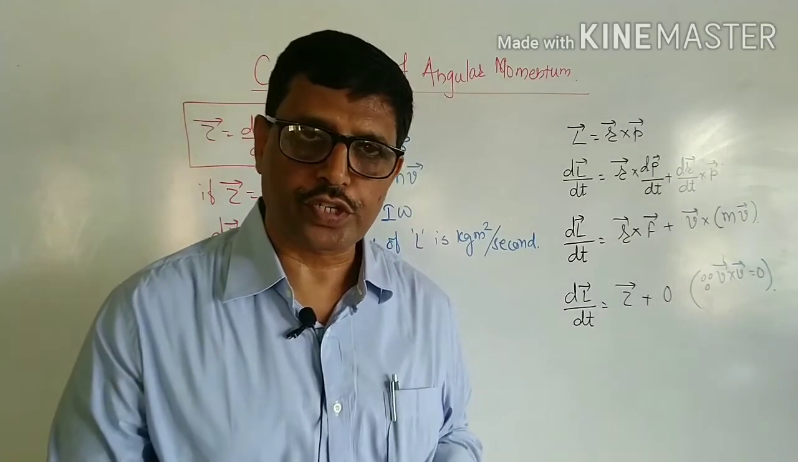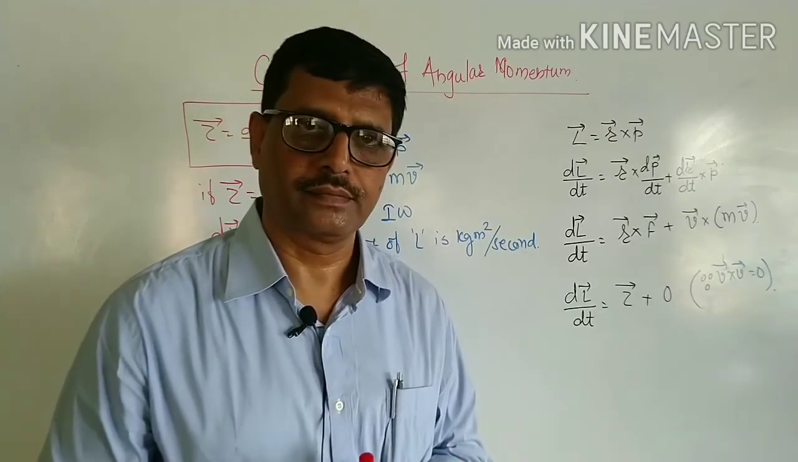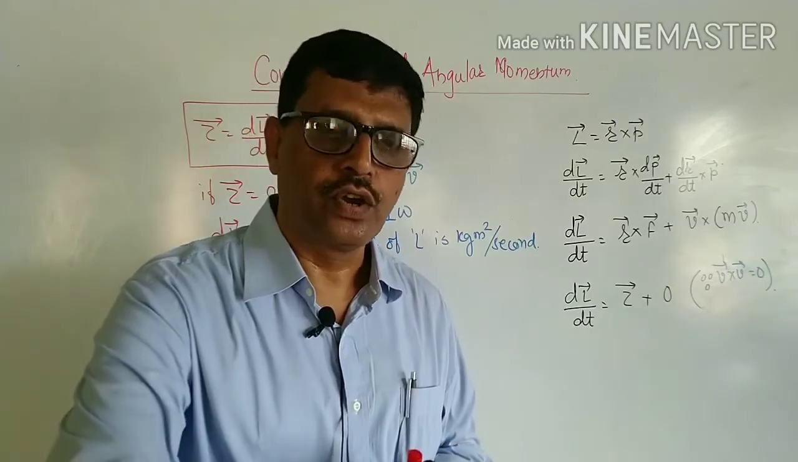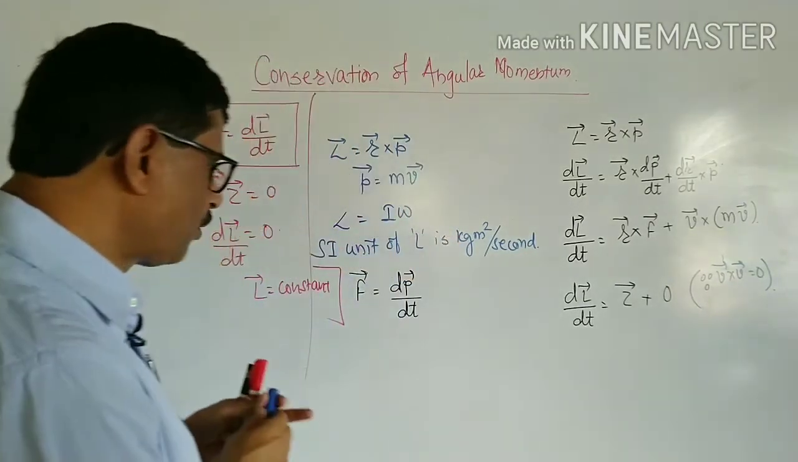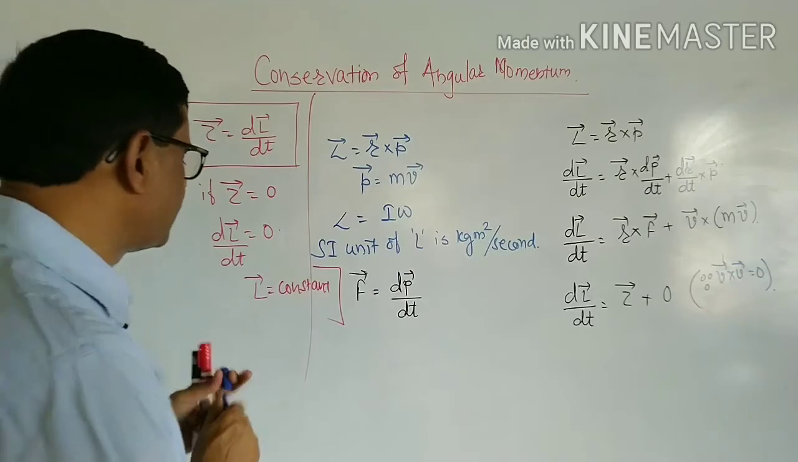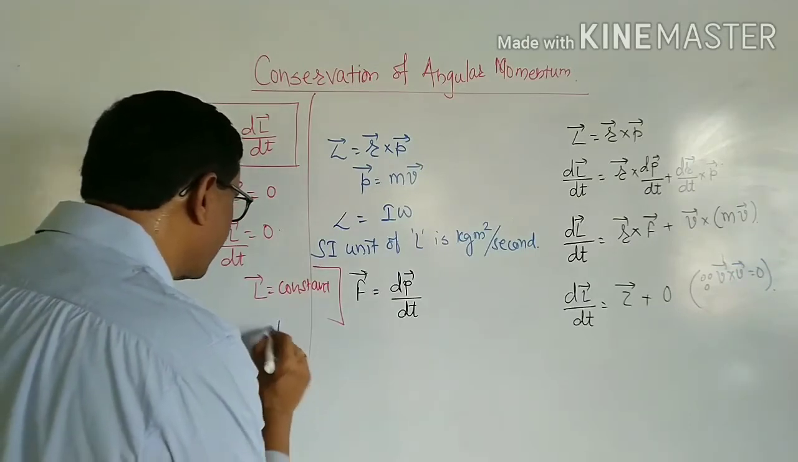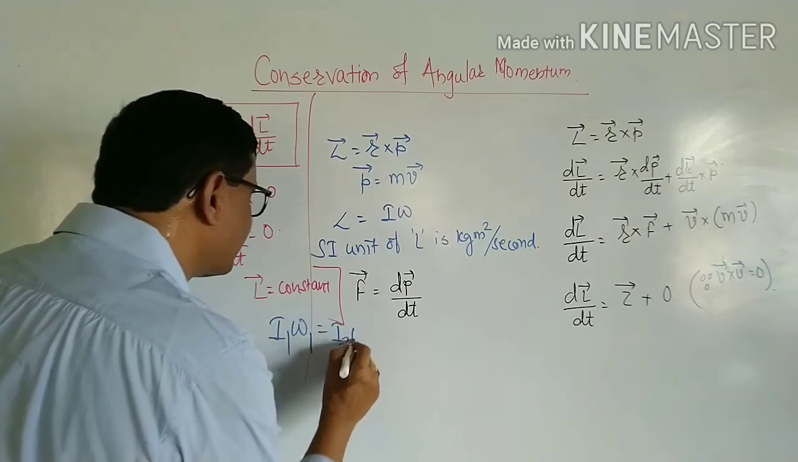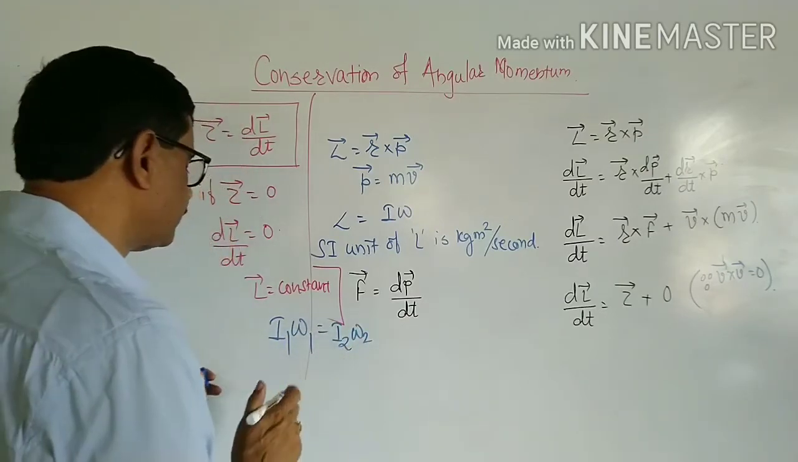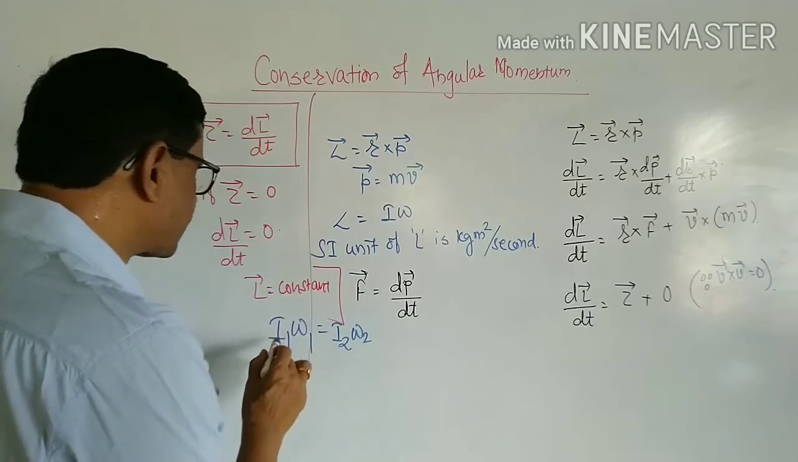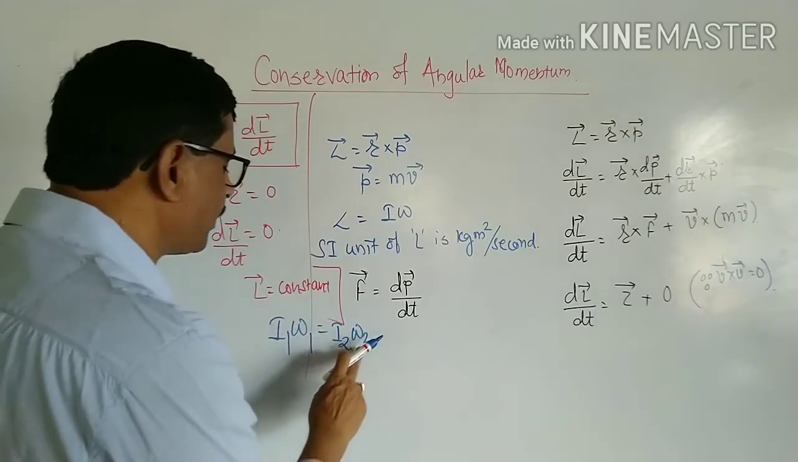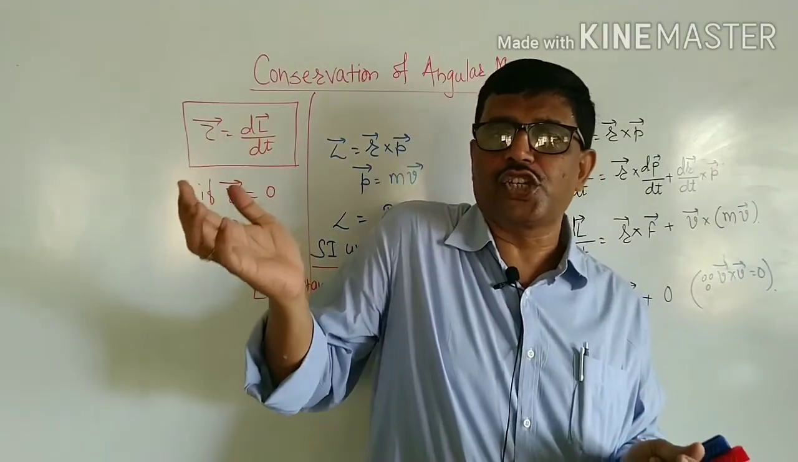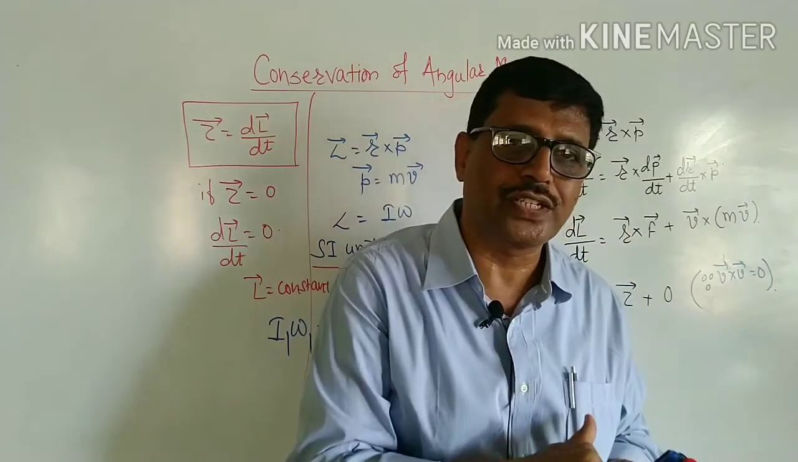In the absence of external torque, the angular momentum of the rotating body remains constant. What it means is that the angular momentum is I1 omega 1, and later it will be I2 omega 2. In the absence of external torque, I1 omega 1 is equal to I2 omega 2. This means that with increase in moment of inertia, there is decrease of angular velocity and vice versa.